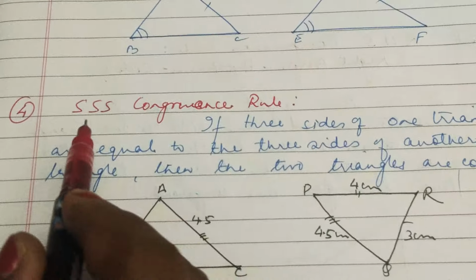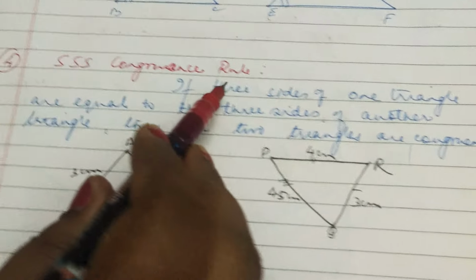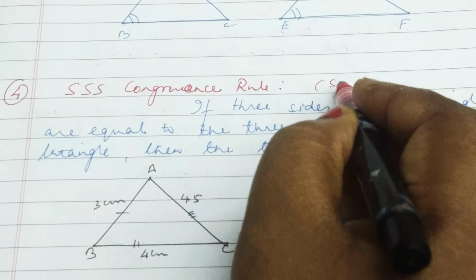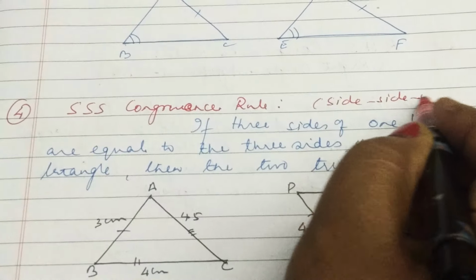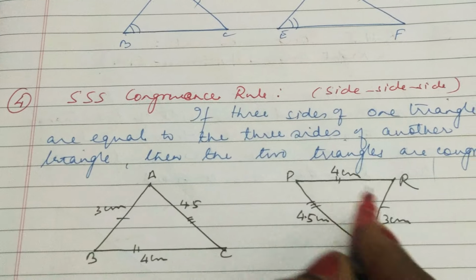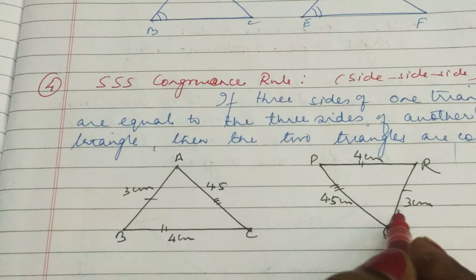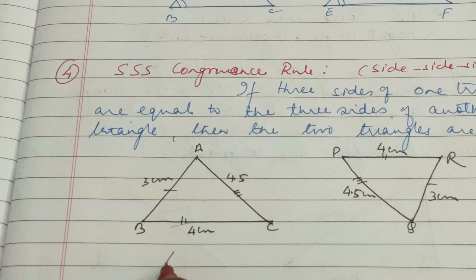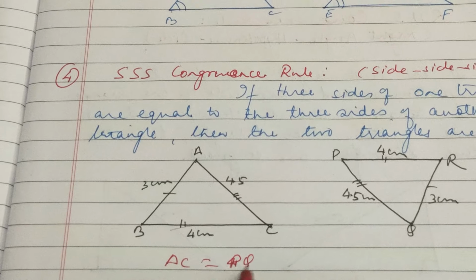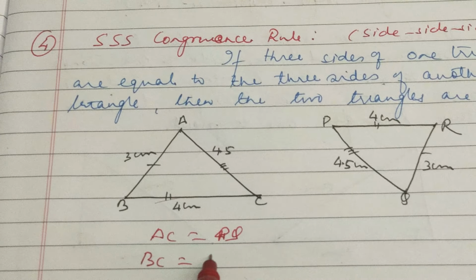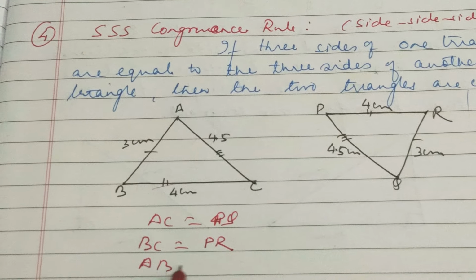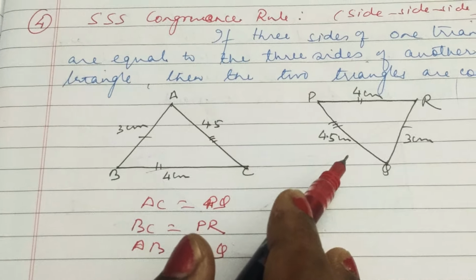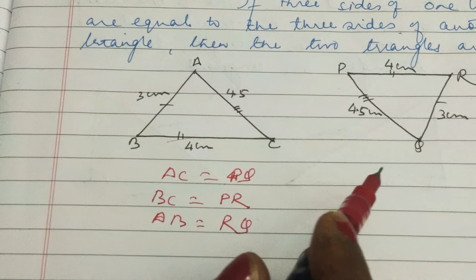Next is SSS congruency rule. By the name SSS only you can understand: side, side, side. It means the three sides of one triangle are equal to the three sides of another triangle, then the two triangles are congruent. So if we take two triangles ABC and PQR, what do we find? That AC equals PQ, BC equals PR, and AB equals RQ. So in this case, the two triangles are congruent by SSS congruency rule.